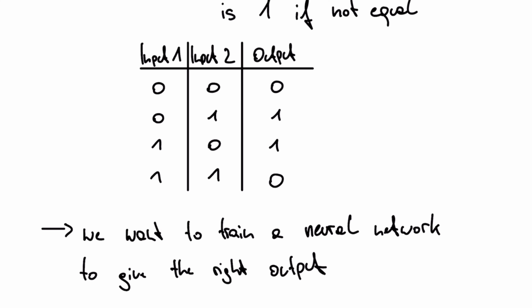Of course, this is a very simple example and there's no practical advantage to solving XOR this way. We could just write an if statement. But it's a great way to demonstrate how a neural network works and how machine learning learns patterns from data.